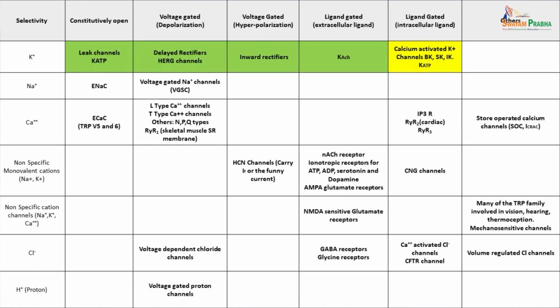So with this we have covered the inward rectifiers, the K-ACh channel and the K-ATP channel. There's one more group of potassium channels that we need to talk about, and that's the calcium activated potassium channels, which are ligand gated channels but are gated by an intracellular ligand, and this ligand here is calcium. So these are calcium activated potassium channels.